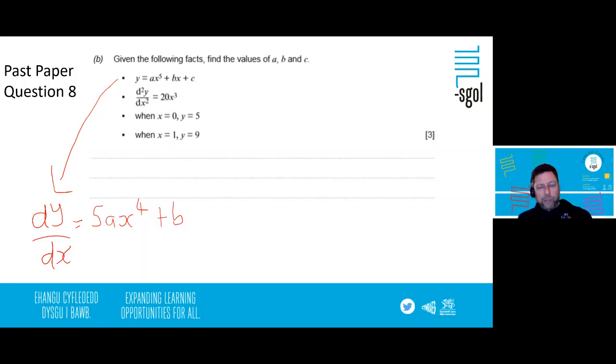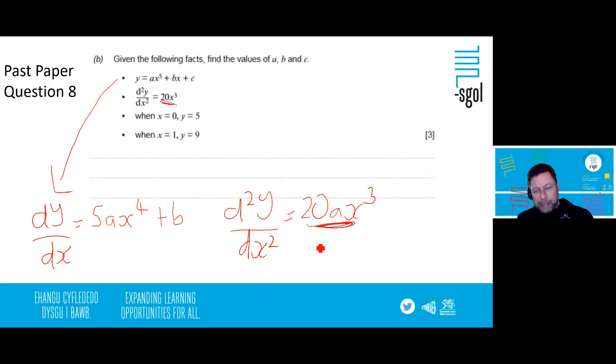But it does tell me about d2y/dx squared, so I'm going to go and write d2y/dx squared. And I'm going to differentiate this. Well, 5 4s are 20. I've still got the a in front, 20ax cubed, and the differential of b would disappear. So now I'm going to compare 20x cubed with 20ax cubed. And that tells me that a equals 1. Now, I wouldn't have written it out like that. I'll show you how I wrote it out in a few seconds.